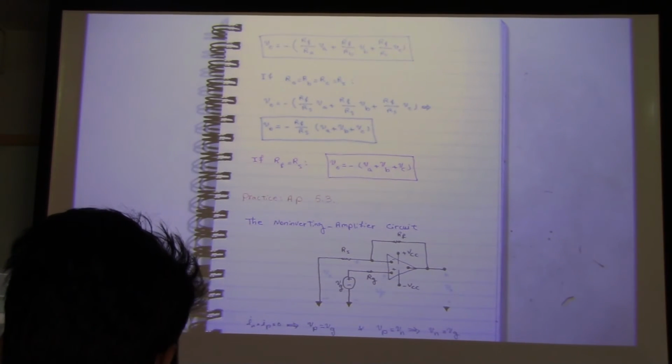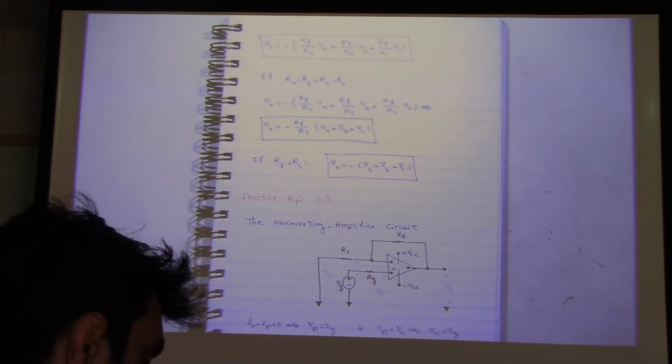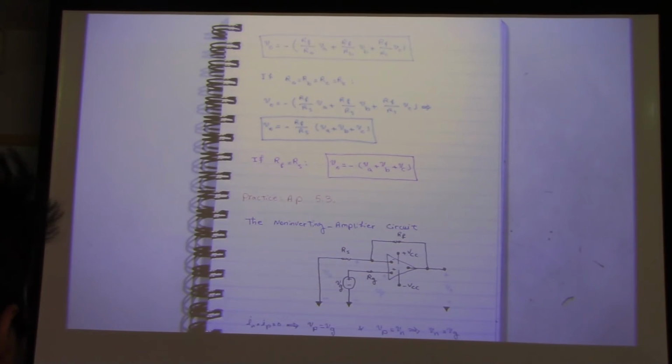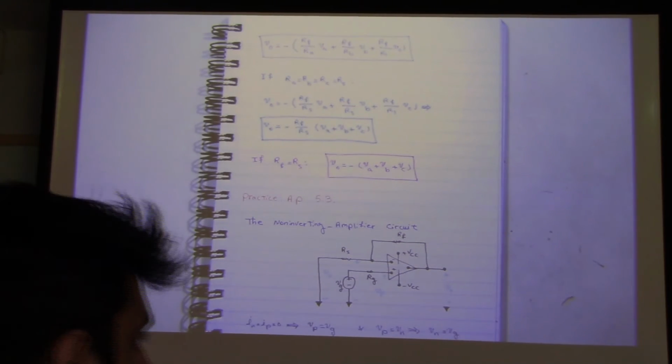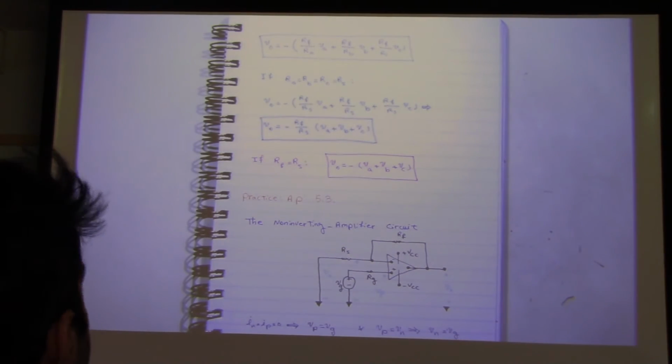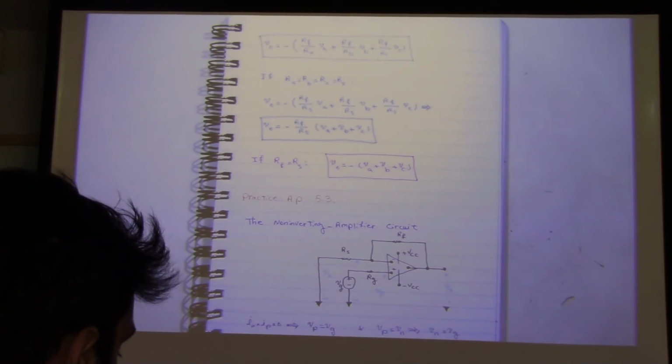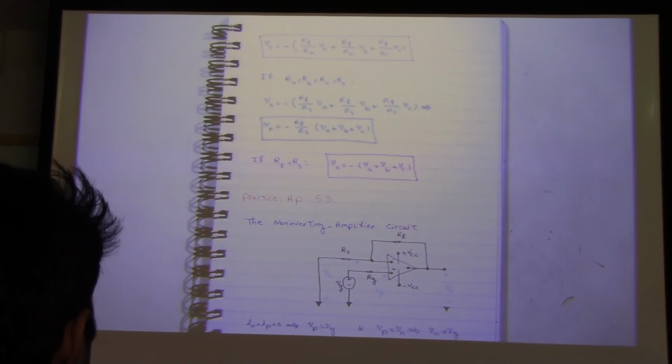Questions? So this is the summing amplifier. Very easy. That is the summation of input voltages. How do we get this equation? Again, by using those two constraints. Practice: assessment problem 5.3.